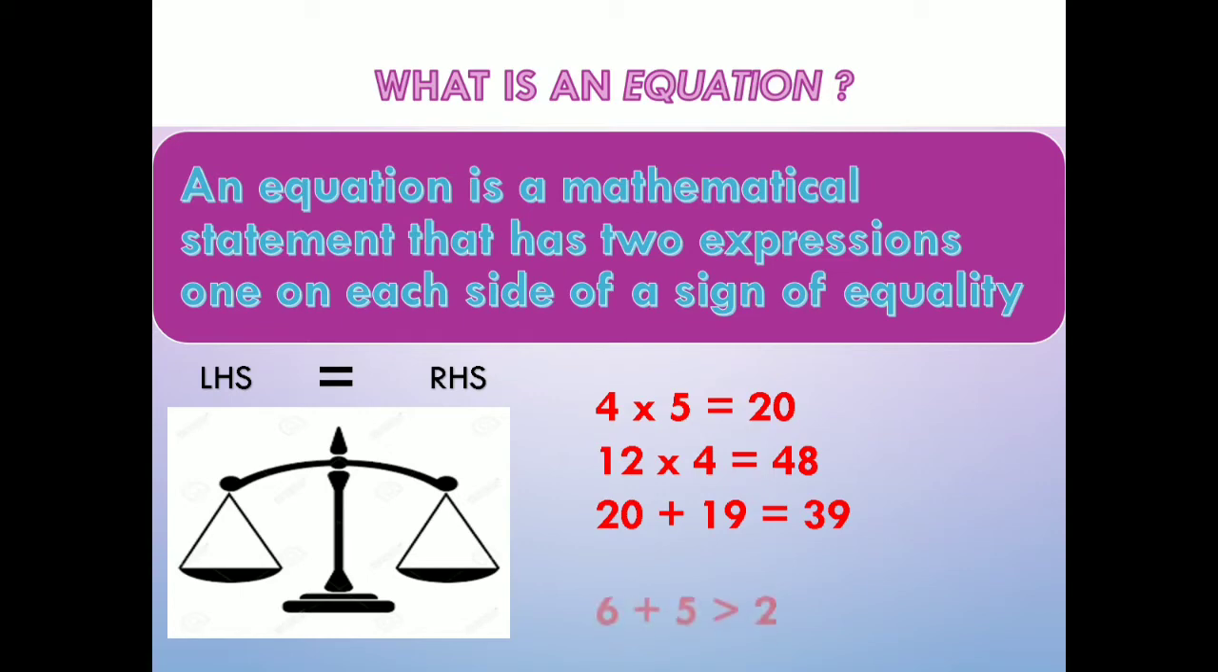Now 6 plus 5 is greater than 2. Yes, this is one true statement, but we can't say that this one is an equation, because there is no sign of equality. Two expressions are there, but there is no sign of equality. So we can't say that this one is an equation. Now already you have learned what is an equation.